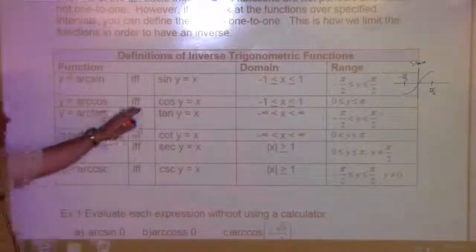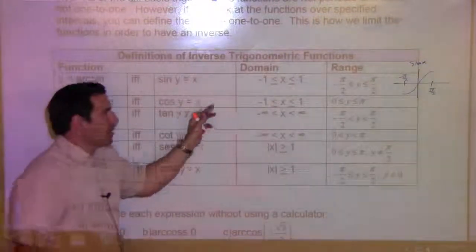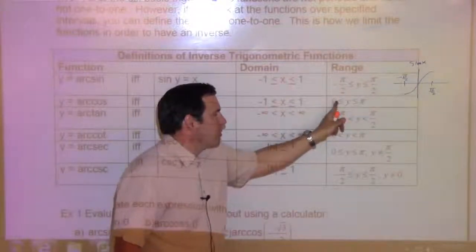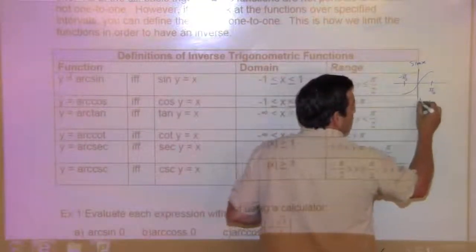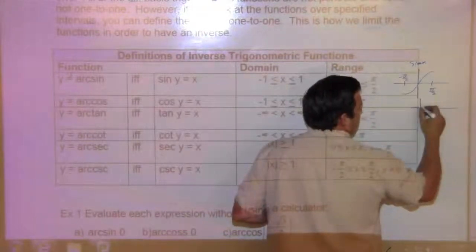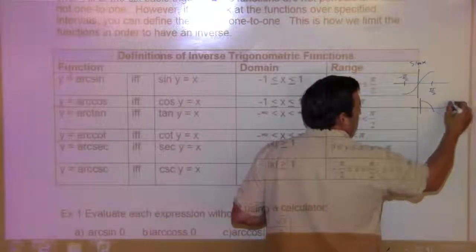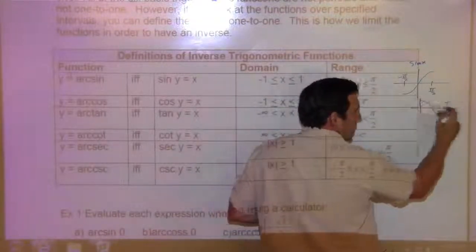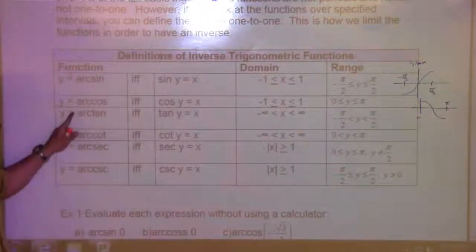So arc cosine, y equals arc cosine of x if and only if cosine of y equals x. And what we plug in, -1 to 1, and what is produced here is 0 to pi, because it gives us this swath of values from 0 to pi. But it stays 1 to 1. We're not going to have any problems with a horizontal line test.